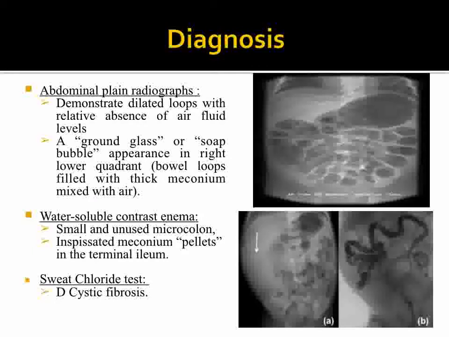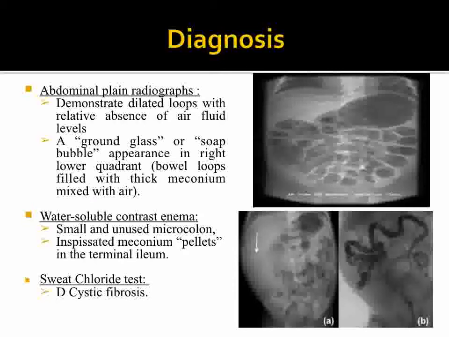Okay, if we do a contrast enema, there will be a small unused colon and there will be meconium pellets in the terminal ileum. This is the viscid thick meconium, like a pellet. Okay, the water-soluble contrast enema will show a small and unused microcolon and inspissated meconium pellets in the distal ileum.